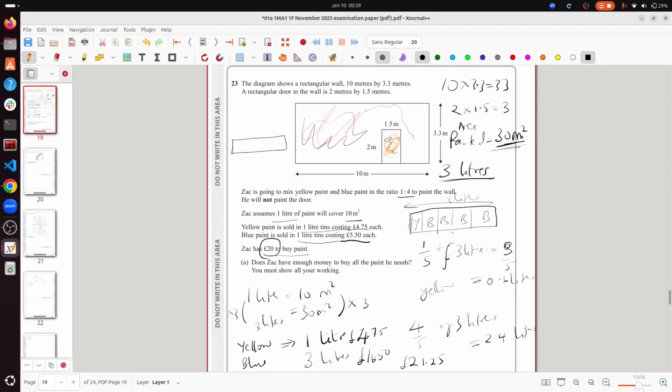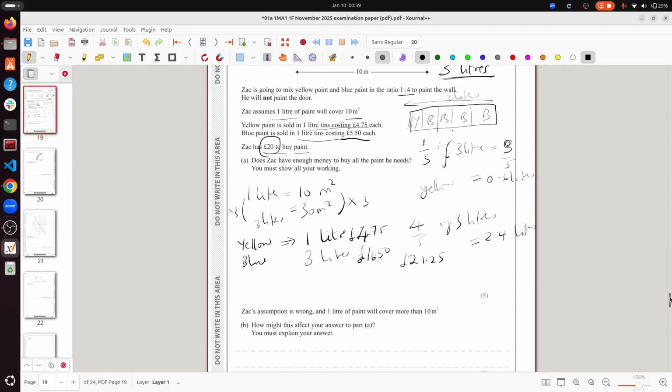So no, in this kind of question, you always have to make a statement, because they've asked you, does Zach have enough money to buy all the paint he needs? You must show your working. This is all my working on this page. Now I have to make a statement. So I have to say either yes or no. And based on my calculations, I would say no. I'll give a reason. He needs £1 and 25p more, because he has just £20, so he does not have enough money.